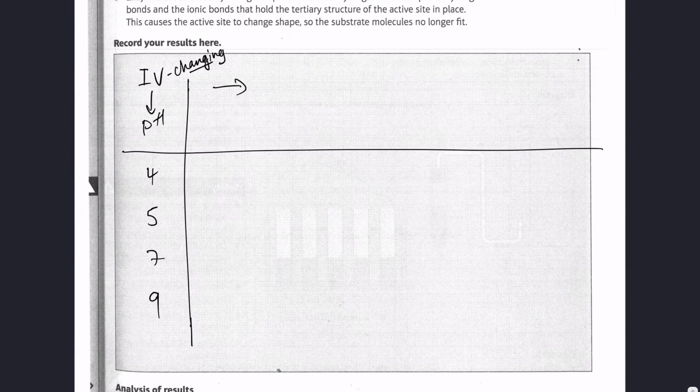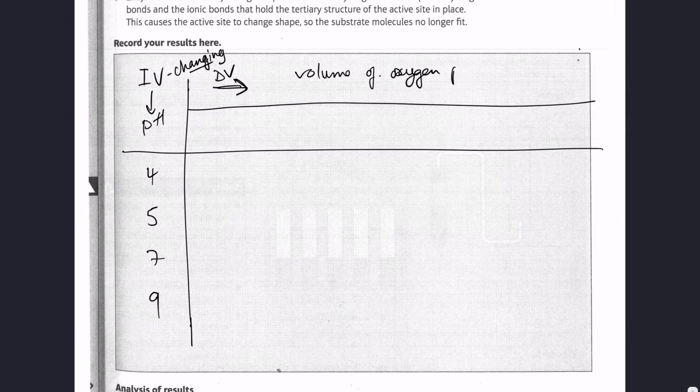What goes across is the thing that we are measuring the effect of the independent variable on. In this case, we were investigating the effect of pH on the enzyme catalyzed breakdown of hydrogen peroxide. The way we were measuring that was the oxygen production, and that is what our dependent variable is. So the dependent variable goes across here. In this case, it was volume of oxygen produced, in centimeters cubed.